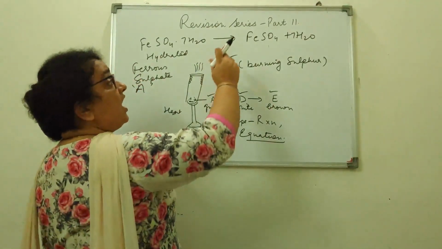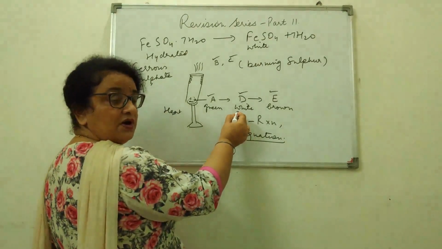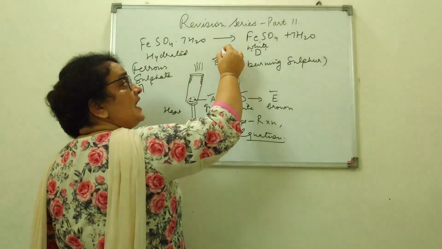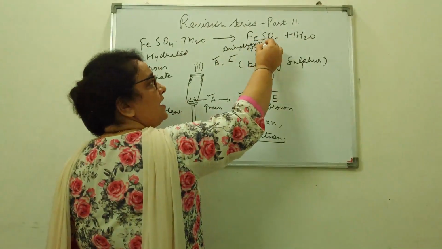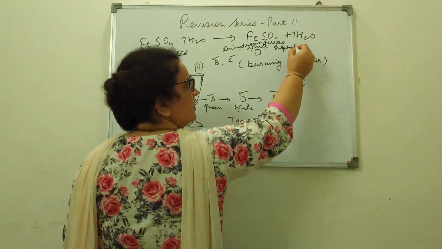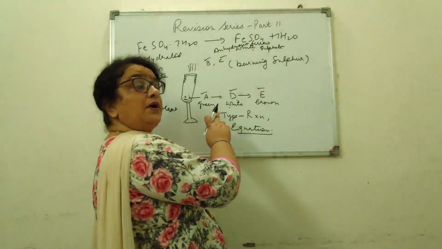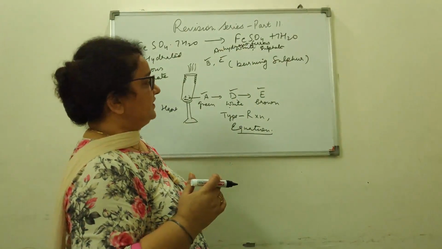And next is this salt, this is white, and here the question part was to identify the salt D. So what will you write? Anhydrous ferrous sulfate. Are you getting it? Anhydrous ferrous sulfate, and this is white in color. So the answer to this part, that is D salt, is anhydrous ferrous sulfate.